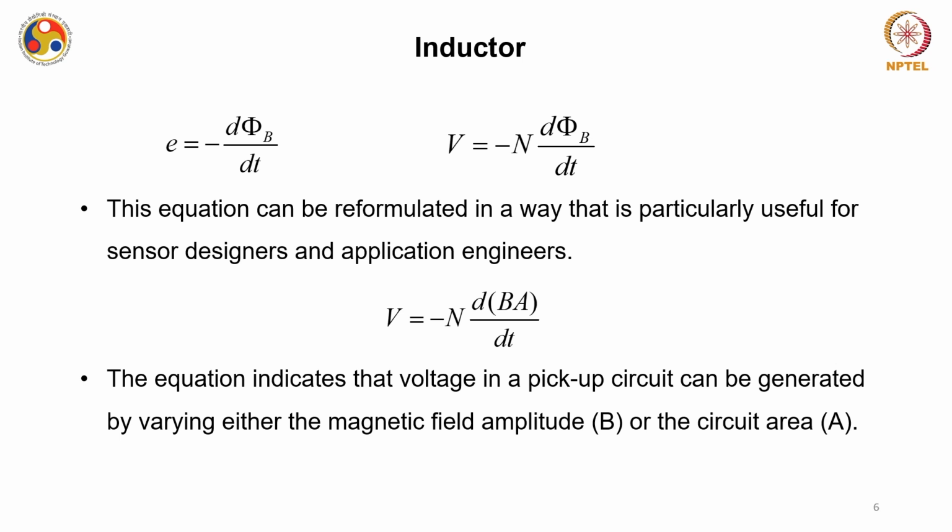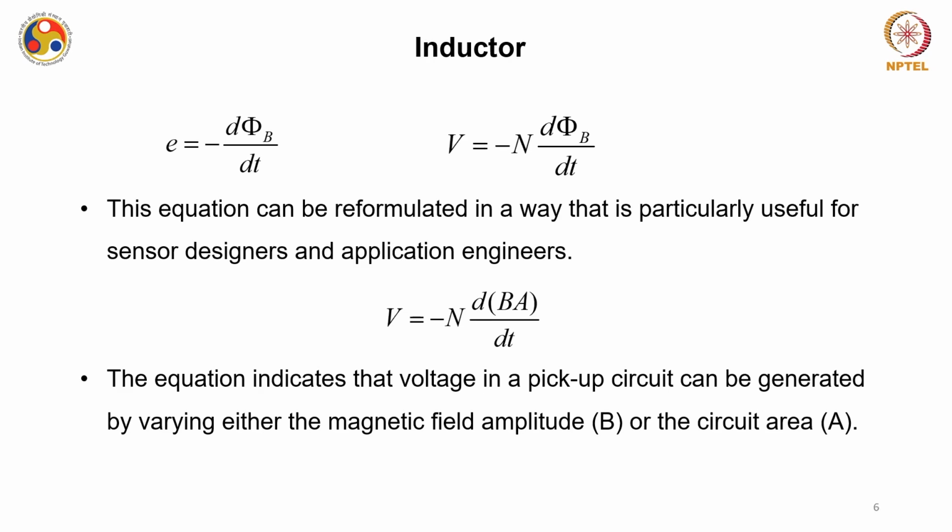Okay. This equation indicates that voltage in a pickup circuit can be generated by varying either the magnetic field of amplitude B, or the circuit area. Please note that this area is not a vector quantity right now. Okay, I am taking the scalar component of the oriented area. Okay, so V can be written as minus N d by dt of B into A.